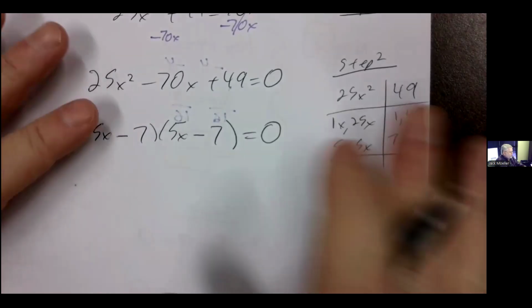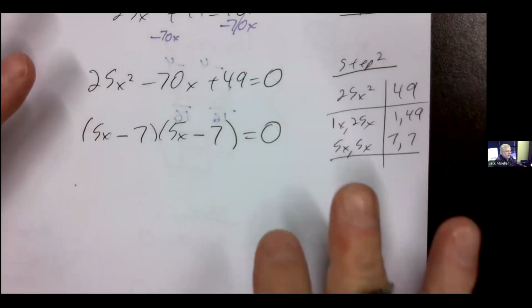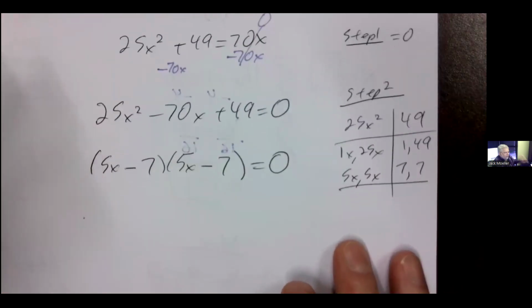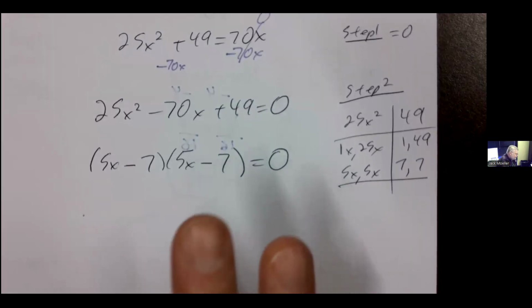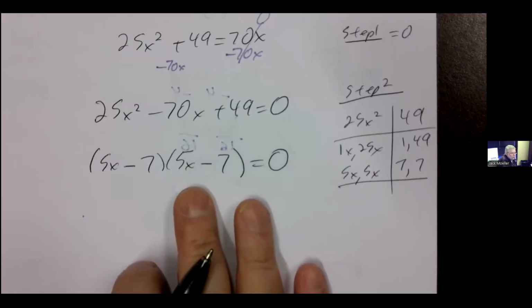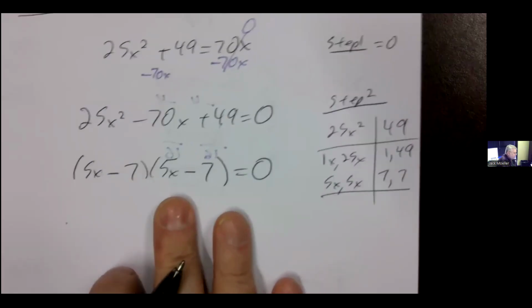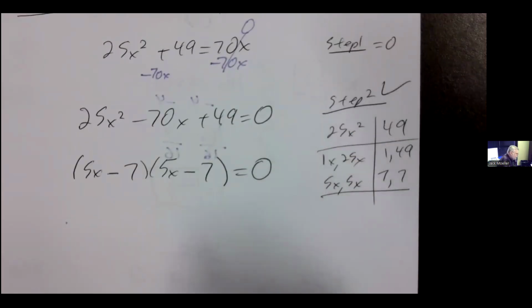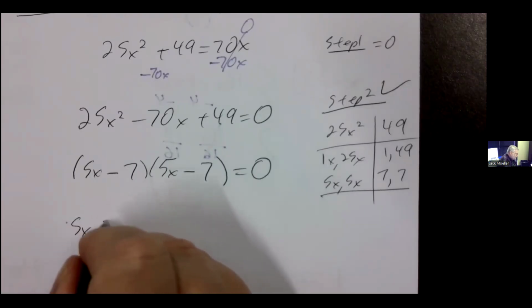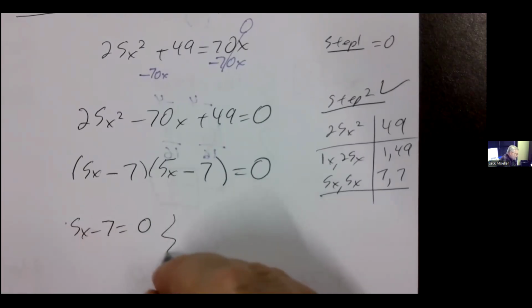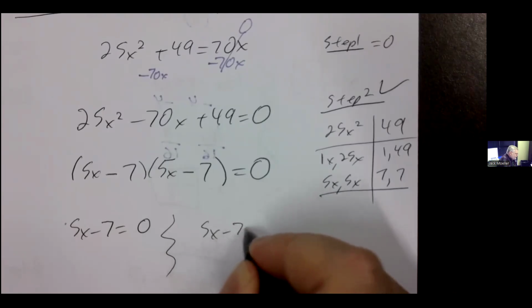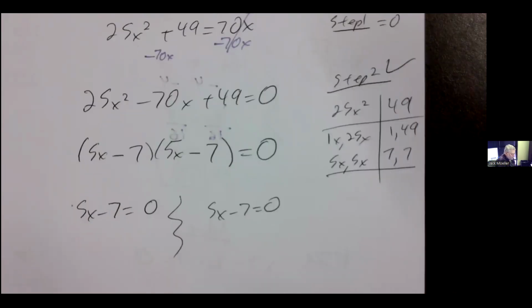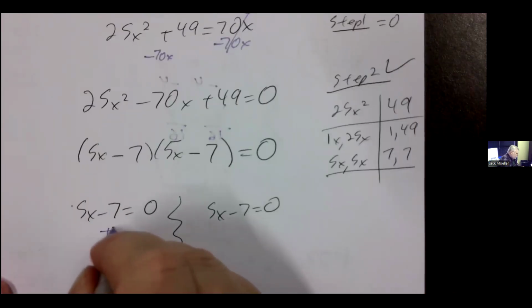So again, I'm speeding through that part because technically we've already covered that. That's why we did the R5 one. All right, so now we've factored it, so step 2 is done. Step 3 is take each factor and set it equal to 0. So 5x minus 7 equals 0, 5x minus 7 equals 0. Solve them as normal.